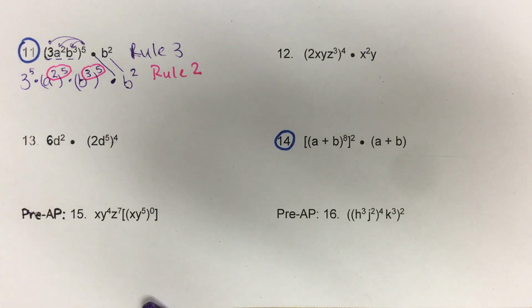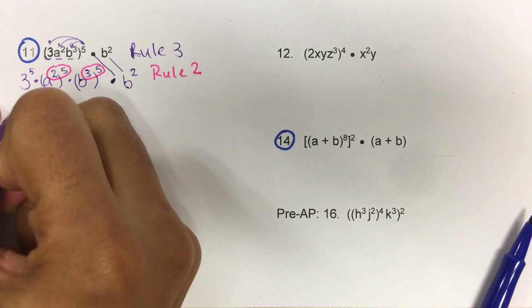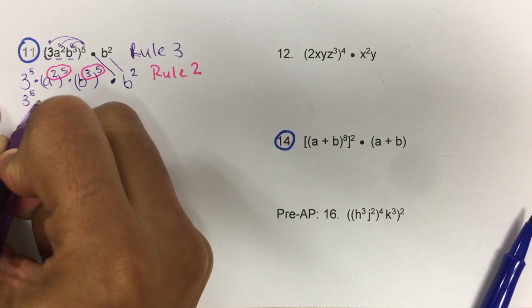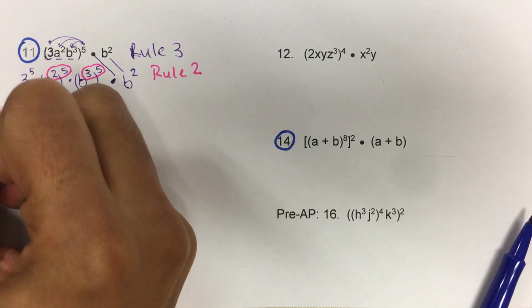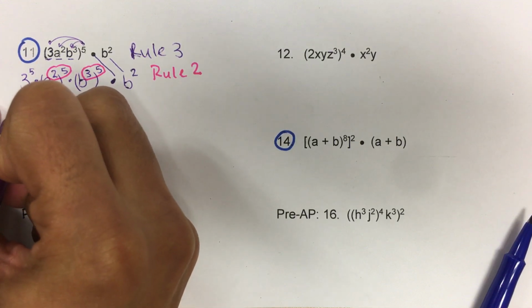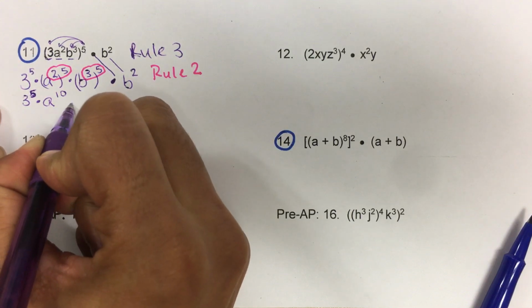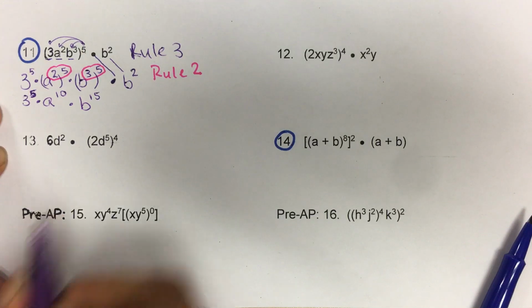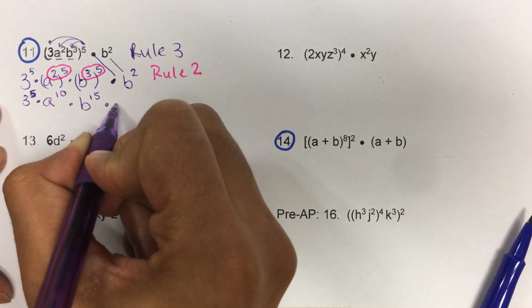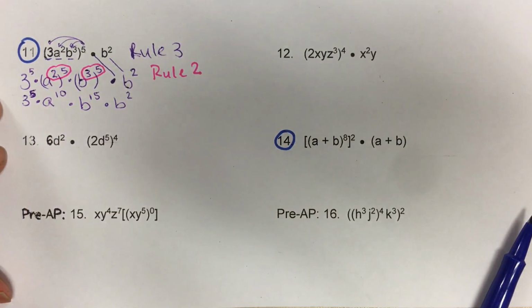That's the piggyback rule. So once again, we've got 3 to the 5th. What do we do with those? We multiply them. So a to the 10th power. That's a 5. A to the 10th power and b to the 15th power. And don't forget about this guy. You're like, what's he doing? Nothing, but keep bringing him down.